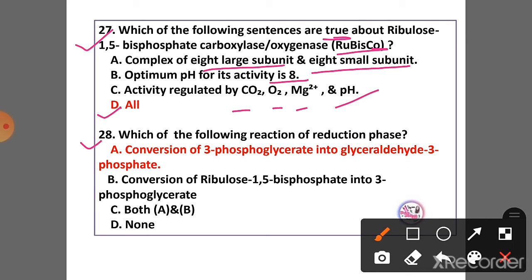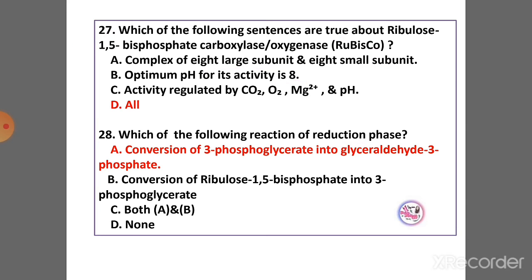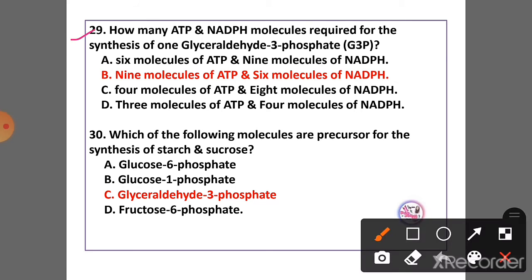Question 28. Which of the following is a reaction of the reduction phase? Option A, conversion of 3-phosphoglycerate into glyceraldehyde 3-phosphate is the reaction of the reduction phase. Question 29. How many ATP and NADPH molecules are required for synthesis of 1 glyceraldehyde 3-phosphate? Option B, 9 molecules of ATP and 6 molecules of NADPH are required for the synthesis of 1 molecule of glyceraldehyde 3-phosphate.